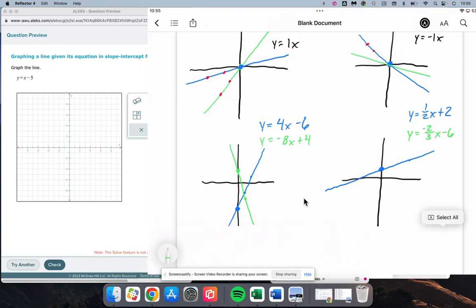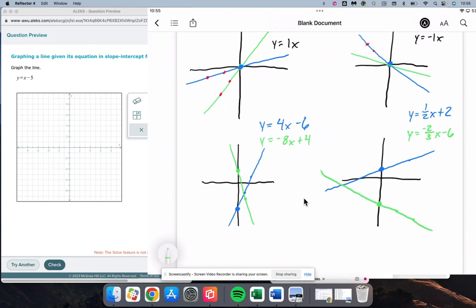For the green one, we have a slope of negative 2/3, and we have a y-intercept of negative 6. So it would start at negative 6 down here somewhere, and the slope would be going down and to the right as we go, because we would be going down 2 and to the right 3. So something like this is what our line would look like.